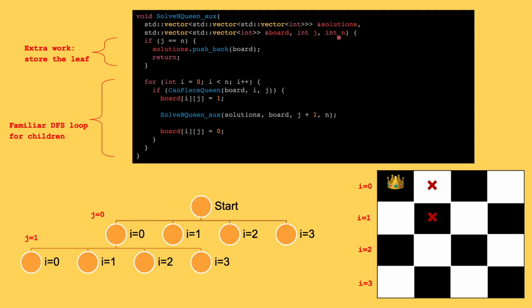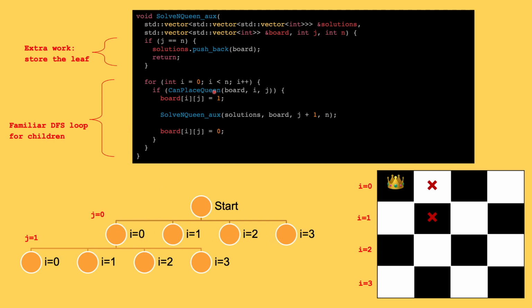So now, if j is equal to n, that means we are at the last column, so that means we are at the leaf, so all you need to do is to push that board, that combination to our final solutions and return. Otherwise, you guessed it right, we run our familiar DFS loop for all the children, and our children are all the rows. Of all the rows, we have to pick the one that is valid.